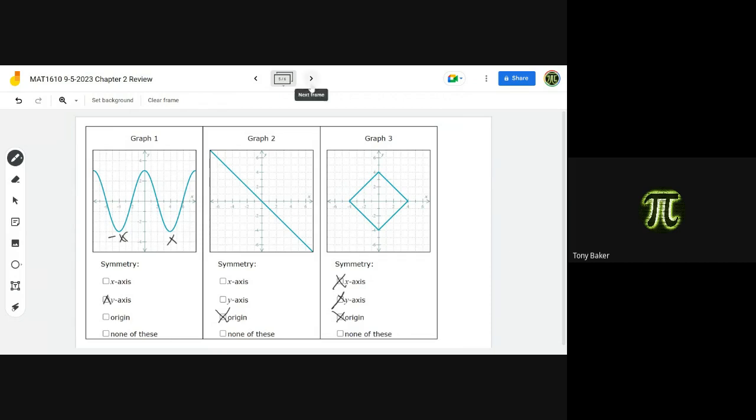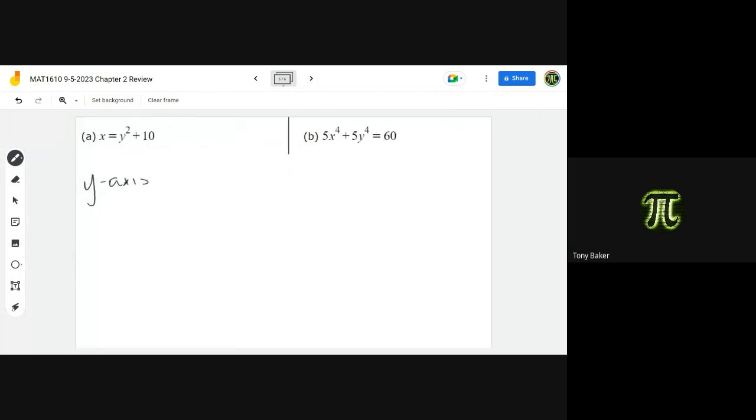Okay. So when we're testing for the y-axis, we want to switch the x value and see if it still stays the exact same equation. So in this case, I've got x equals y squared plus 10. If I change this to negative x equals y squared plus 10, does that give me the same answer? No. Because if I solved it for x, I would get negative y squared minus 10. They don't come out to be the exact same value.